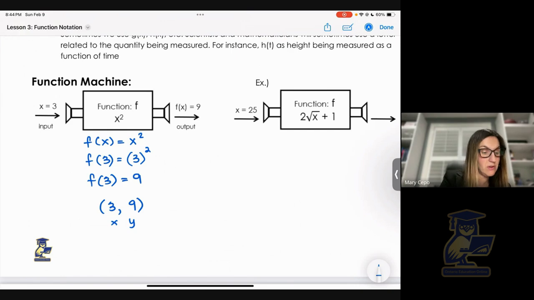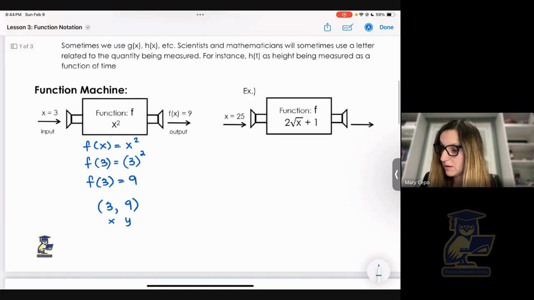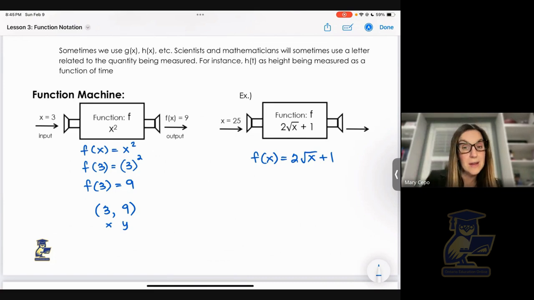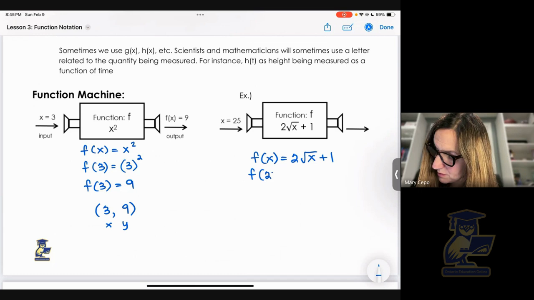Okay, let's try another example. We have the input, which is 25, and the function given is 2 times the square root of x plus 1. Given the function f of x is equal to 2 times the square root of x plus 1. The input is 25. So where I see x, I'm going to replace it with 25.